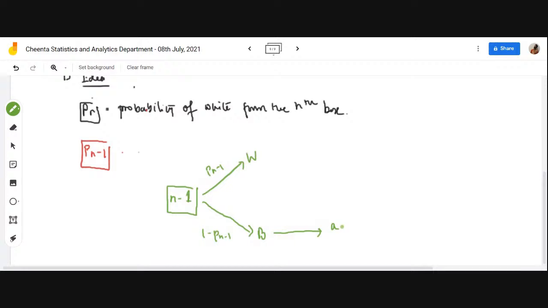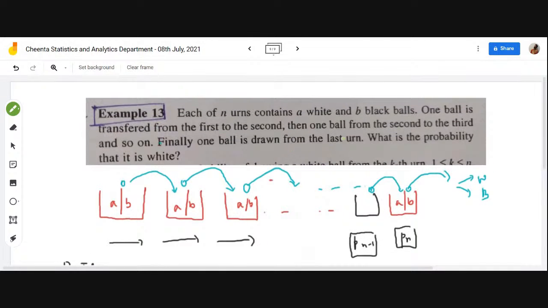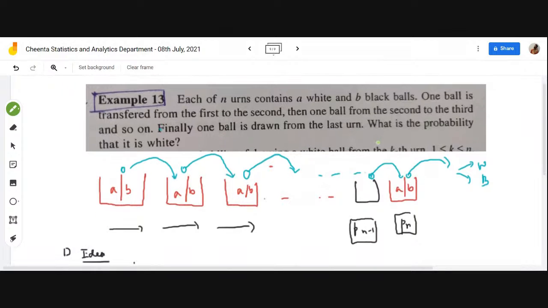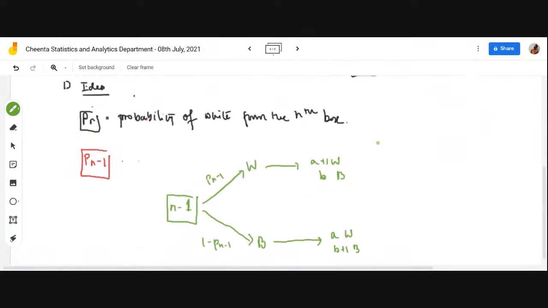If it goes into the new box, there are now A white and B plus 1 black. And if the other goes, you have A plus 1 white and B black. Yes, B blacks. Perfect. All of you understood this step, guys? Okay, good.